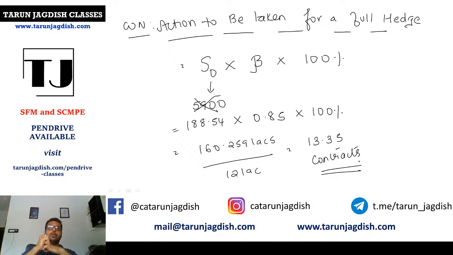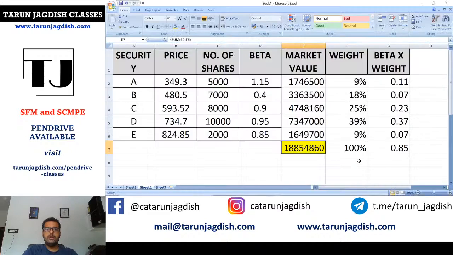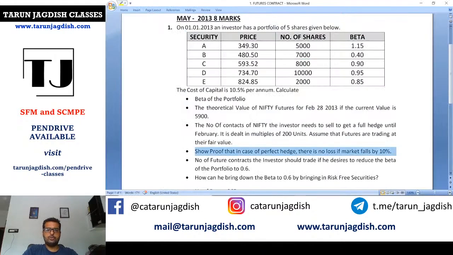Contract size in this case is in rupees because the value of one Nifty future is 6,000 rupees, multiples dealt in 200. So you can imagine that box. Inside that box there are 200 Nifties, each Nifty having a value of 6,000 rupees. Alright? Okay. Now, I'll go and read the next part of the question.